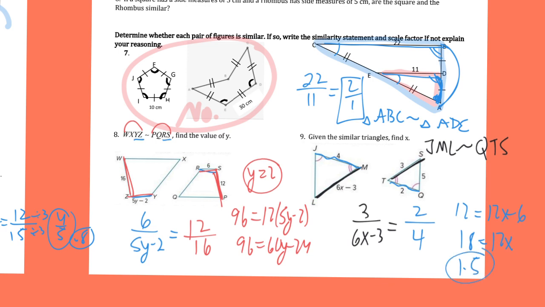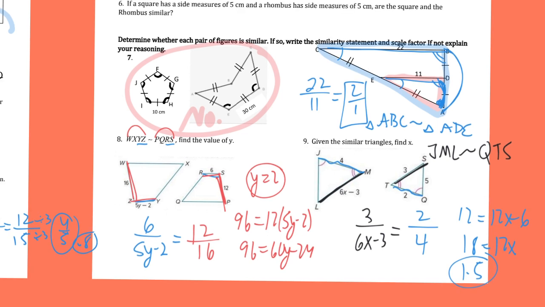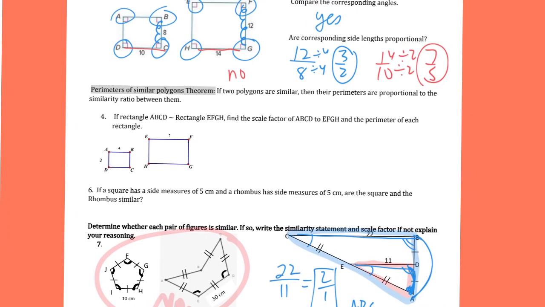So make sure you write the ratios of the corresponding sides. And if you know they're proportional, then you can write a proportion and solve it. If you're trying to figure out if they are, then you have to divide or reduce to see if they are the case.